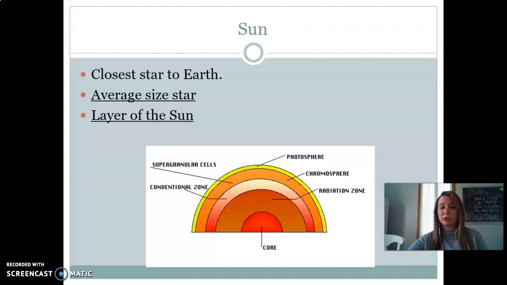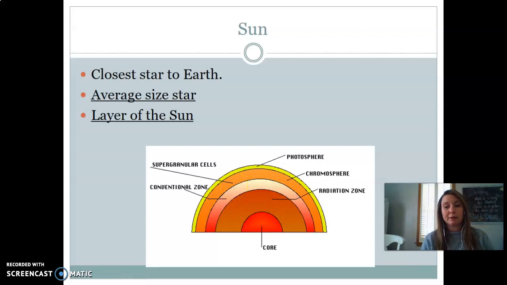But the sun in general, you can kind of see that it's gone through here, and we are talking about some of the different layers of the sun today. So it does have a core. It has a zone called the radiative zone, the convection zone, the chromosphere, photosphere, and then these other cells too. So we're going to break that down just a little bit.